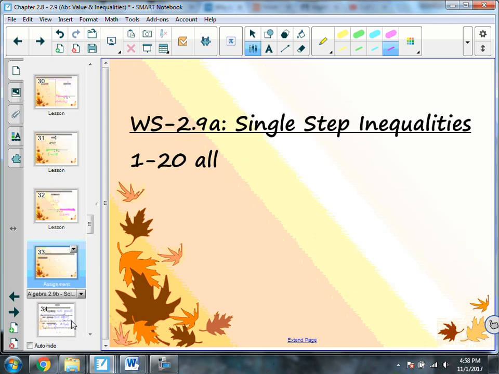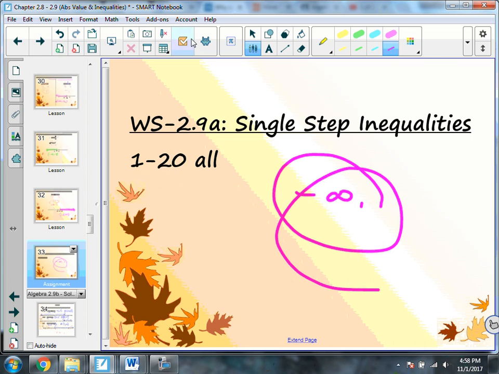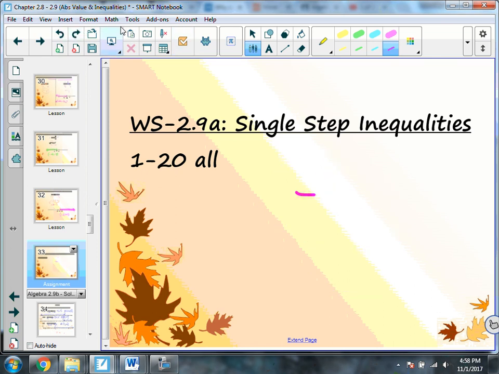All right, so this is your assignment. For this, I will not require a graph, but certainly if you would like to graph to help you create better inequality notations, you're going to have to do interval notation, so using infinities and such, but you won't have to graph. All right, good luck with that, and see you tomorrow.